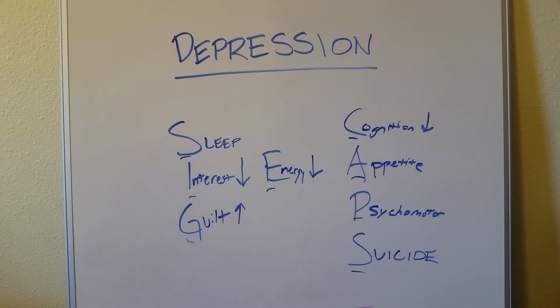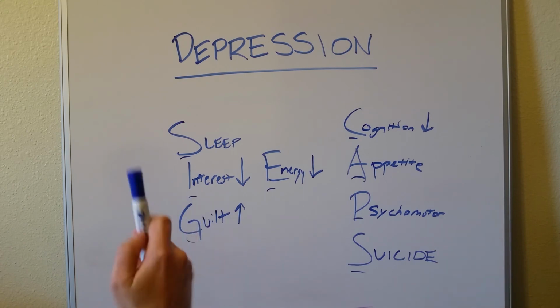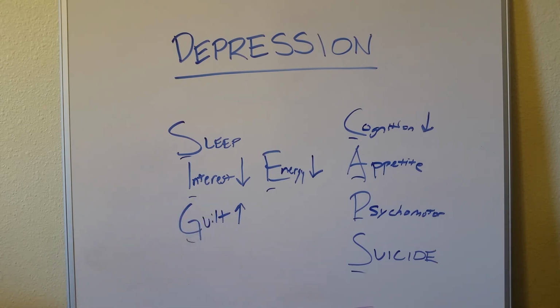But yeah: sleep, interest, guilt, energy, cognition, appetite, psychomotor symptoms, and suicide. Those are the big things to look for in someone who's depressed. All right, that's an introduction to depression. Thank you.